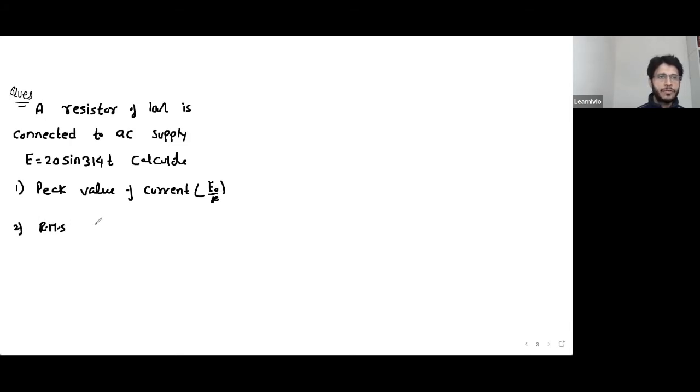Second, I need the RMS value of current. Once you have the peak value of current, using that peak value, you can also calculate the RMS value. Third part. After the RMS value, the next thing that you have to calculate is not the average value. I need the power dissipated across R. And the fourth is the equation of current.